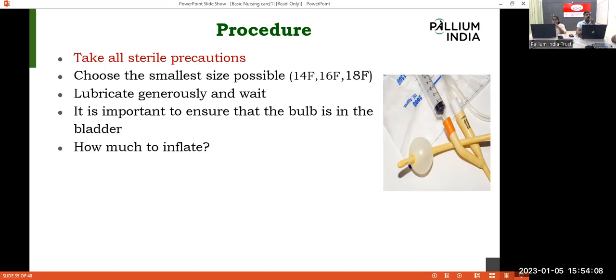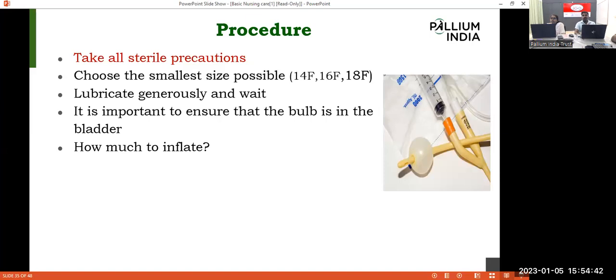It is important to ensure the bulb is in the bladder. We need to ensure that, and only then inflate the bulb. Then how much to inflate? Does anybody have any idea, while doing the catheterization, how many ml of water is needed to inflate the catheter bulb? Any idea? Please put your answer in the chat box.